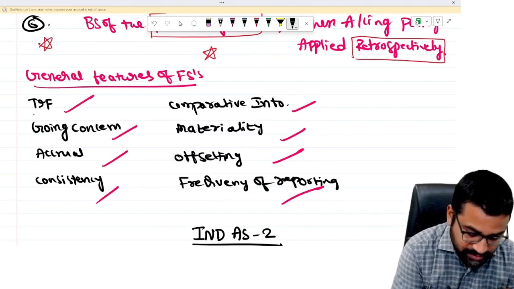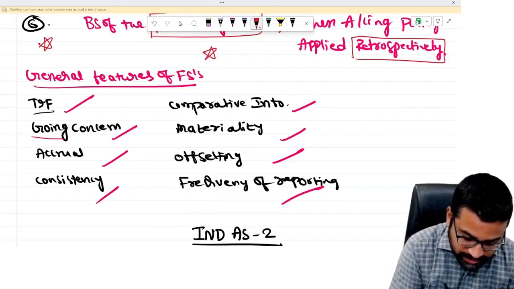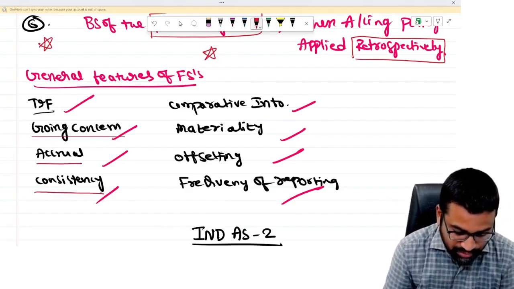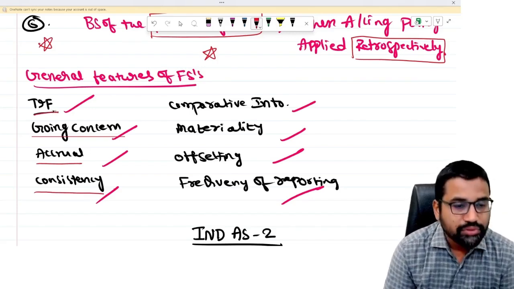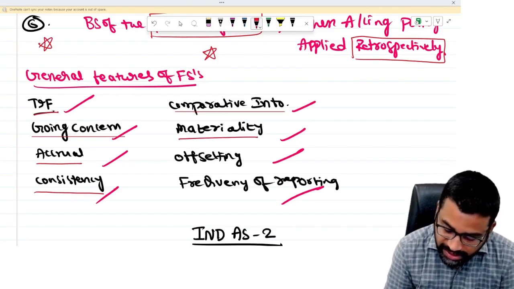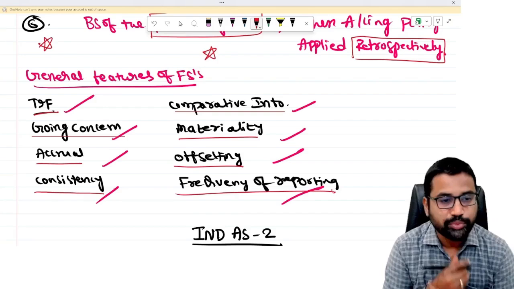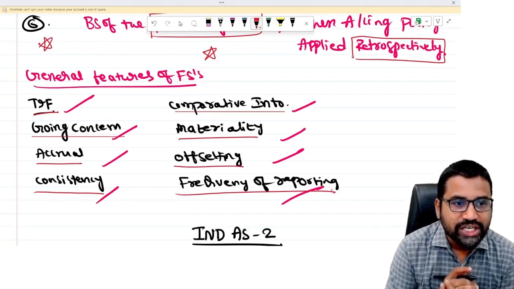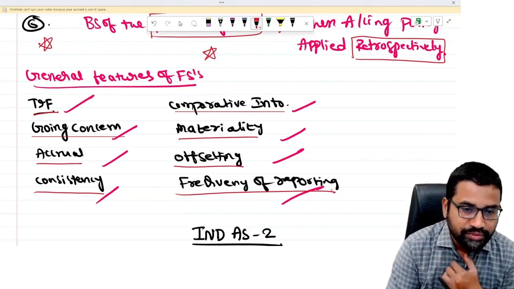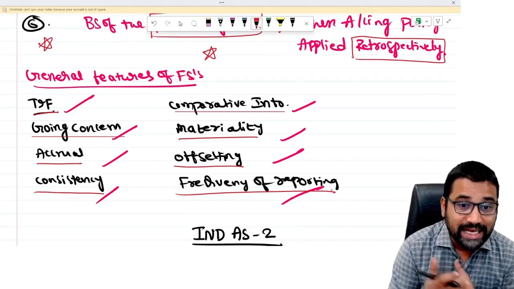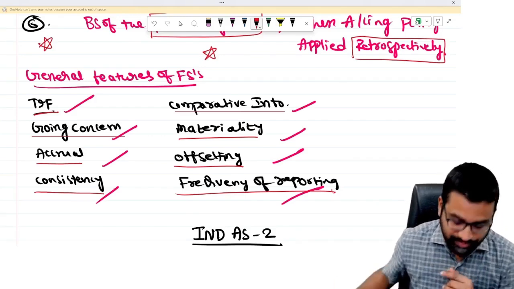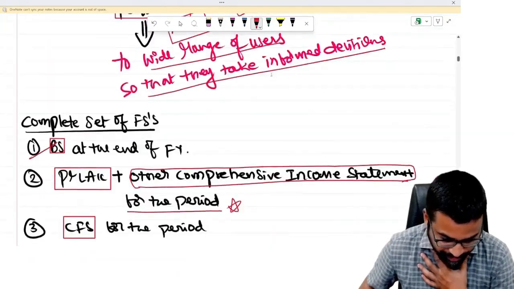True and fair view, first one. Then going concern, you know this. Accrual concept, you know this. Consistency concept, you know this. So: true and fair view, going concern, accrual, consistency, comparative information, materiality, offsetting, frequency of reporting. These are the general features of financial statements.